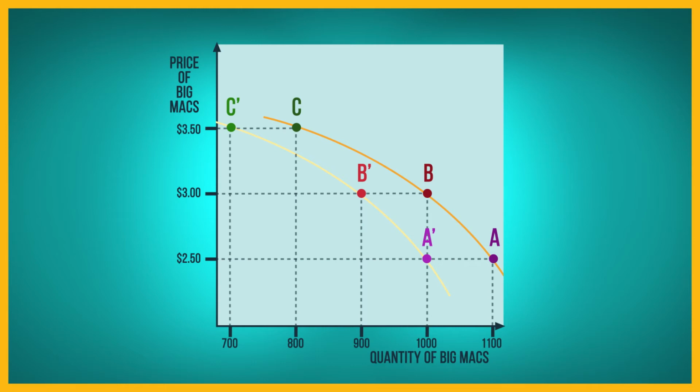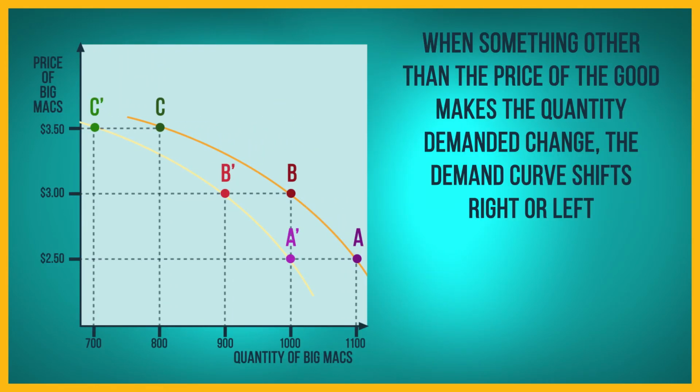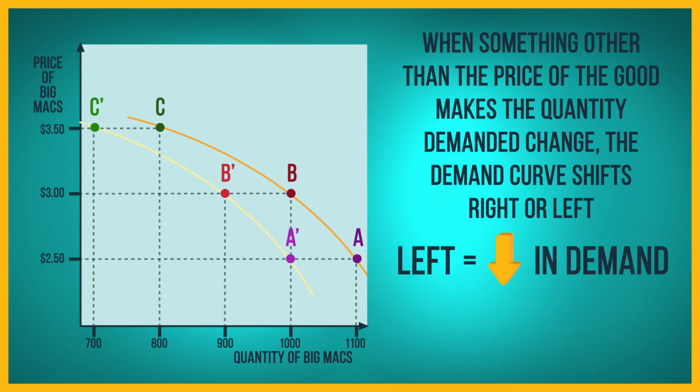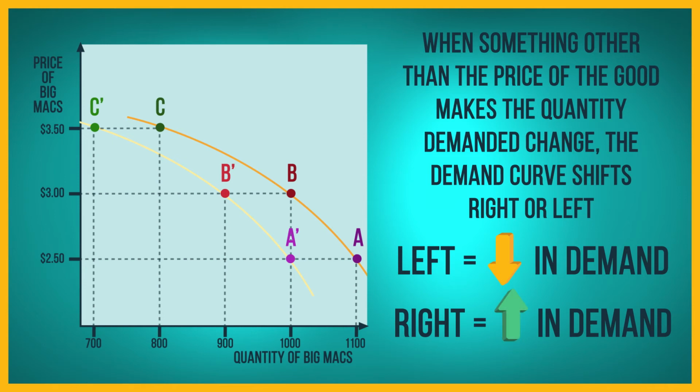This example illustrates a key idea of this lesson. When a change in something other than the price of the good makes the quantity demanded decrease, the demand curve shifts to the left. We call this leftward shift a decrease in demand. The opposite is also true. When a change in something other than the price of the good makes the quantity demanded increase, the demand curve shifts to the right. We call this rightward shift an increase in demand.